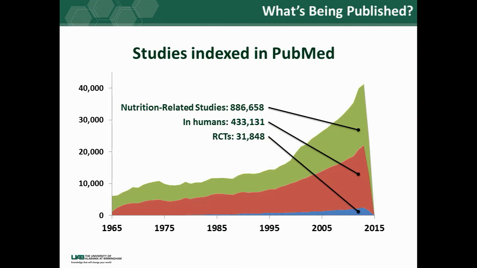But I don't personally think that's the entire story, because if we look at everything that's being published since 1965, there's been close to 1 million nutrition-related studies published and indexed in PubMed, and that's the National Library of Medicine's index of research. About half of those were in humans, but less than 10% of those were randomized controlled trials. So although we could ask the media to try to focus on the higher quality of evidence, at the same time, there's not as much of that evidence that's actually being generated, so that's a very difficult thing to do.